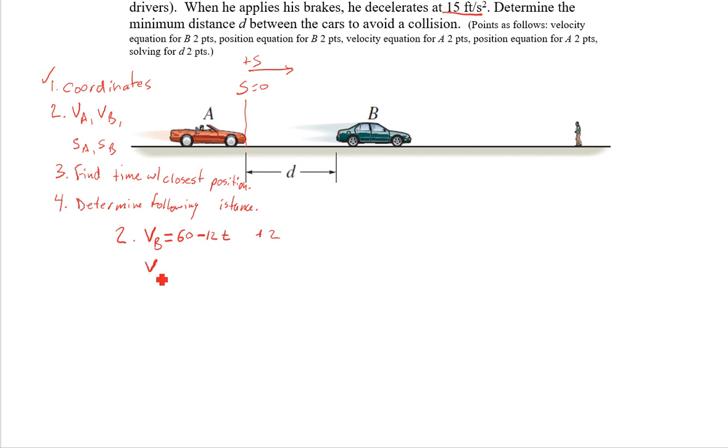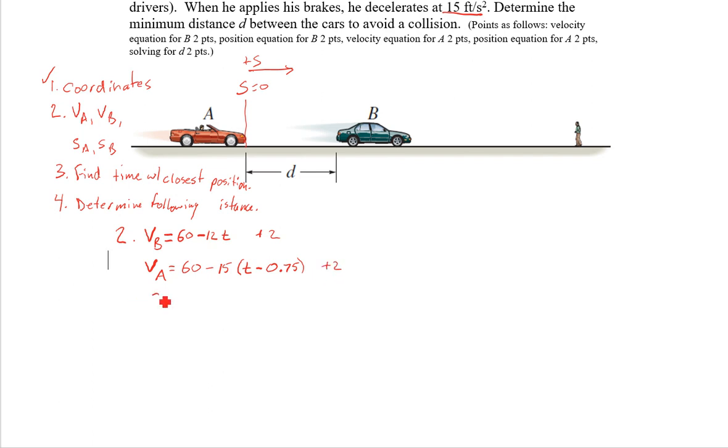Our velocity of A is a little more challenging. We have 60, and then we have minus 15 times the time. Here, we have a delay of 3/4 of a second, so we're going to have t minus 0.75. So I'm using the same time scale. This just means I don't start slowing down until 3/4 of a second after person B puts on their brakes. So that gets us 2 points.